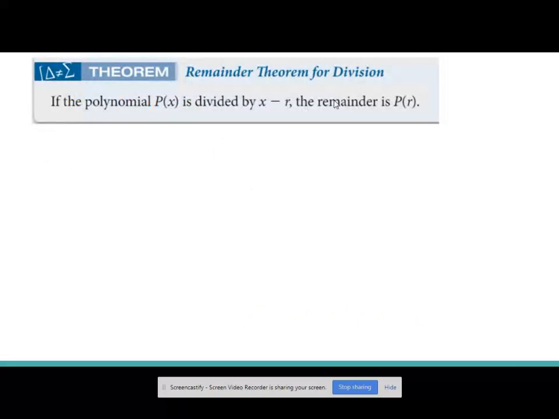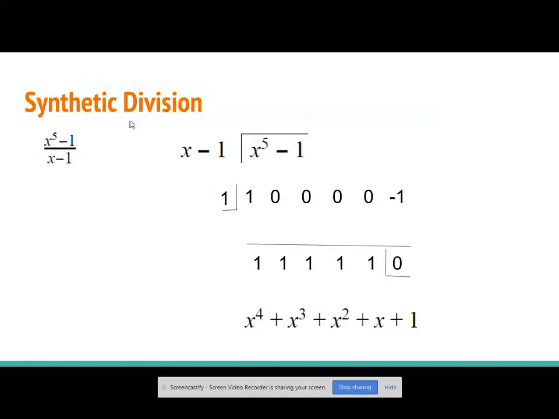Then the remainder is going to be p of r. What this says is if you're dividing by x minus something, and you plug this number into the function, the remainder is going to be whatever you get. So if I took 1 and substituted in here x to the 5th minus 1, I should get 0 coming out because the remainder was 0. And sure enough, that works.